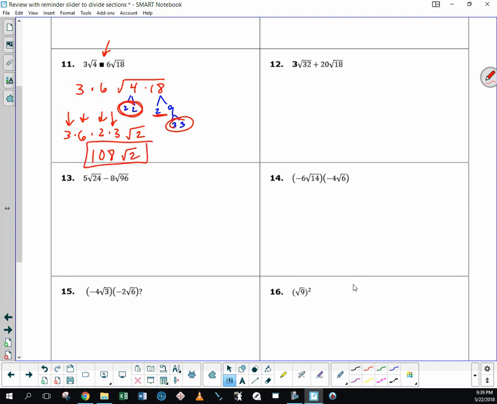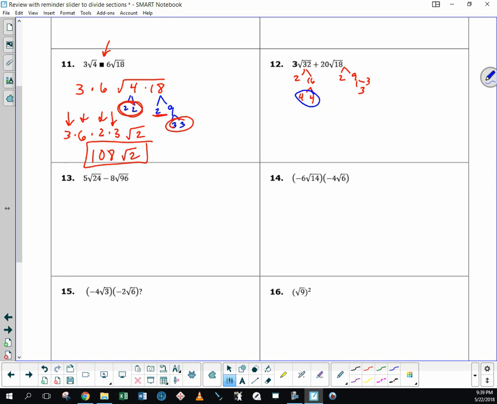Now, taking a look at number 12, the first thing I notice is that these radicals are not the same, which means I need to simplify them. So 32 is the same as 2 times 16, and 16 is 4 and 4. And 18 we just did, that's 2 and 9 is 3 and 3.